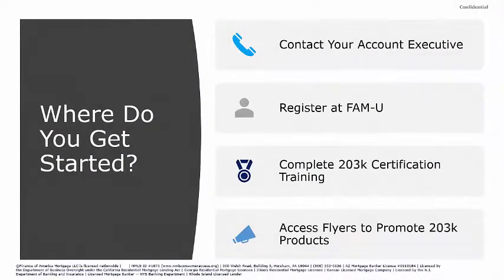Where do you get started? First of all, contact your Finance of America account executive. Register at FAMU. Complete the 203K certification training. William has a complete training that goes through your guidelines, goes through your matrix, and goes through how to fill out the max mortgage worksheet. You can do that at your own pace. It's available online 24/7. You can log in and get started on it. You can walk away, go grab some chicken wings, come back, whatever you want to do.